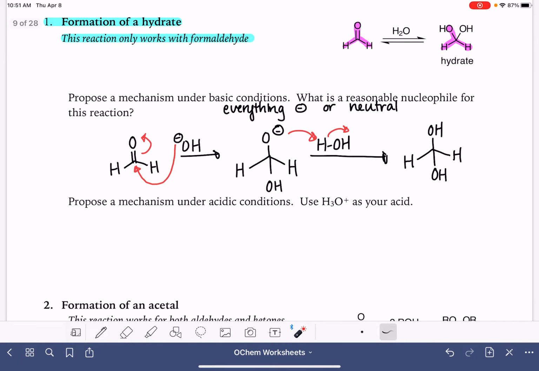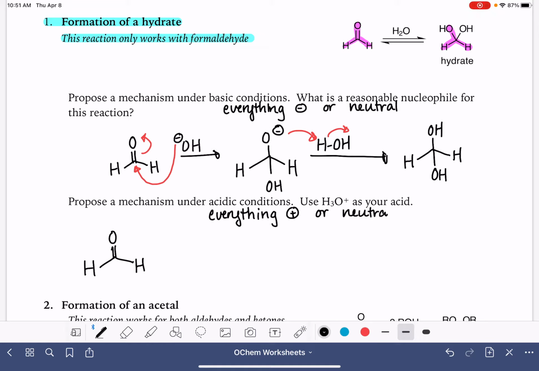And again, this reaction also works under acidic conditions, so let's draw that particular mechanism. Under acidic conditions, everything in the reaction, the intermediates, the reactants, everything is either positively charged or neutral. So when we're drawing this mechanism, we want to make sure that we follow that rule. Under acidic conditions, the reaction begins by an acid protonating the carbonyl oxygen. And this problem is telling us to just use H3O+ as that acid. So this is what we're going to be starting with.